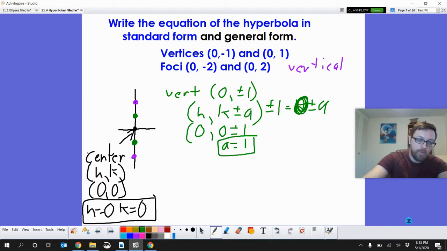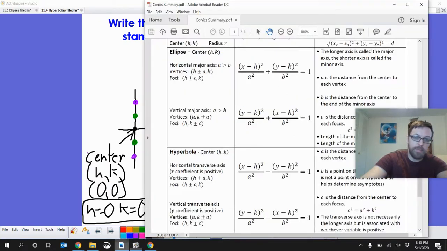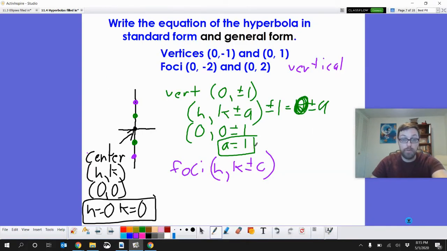We can follow a similar logic with our foci. It is at H, comma K plus or minus C. I'm just copying that off of my paper. You can see that little foci equation right there. So by the same logic that we're doing up here, we can deduce that C is 2, because our spots are at negative and positive 2. So we've got A, we've got C. All we need now is B.